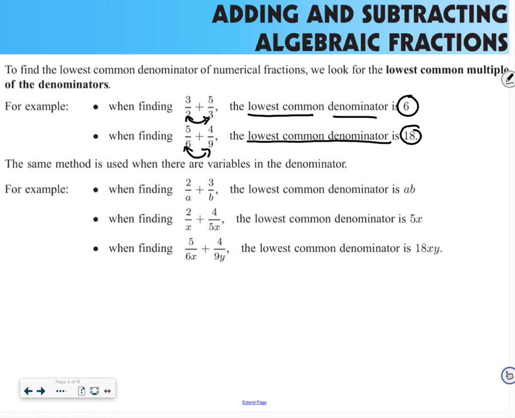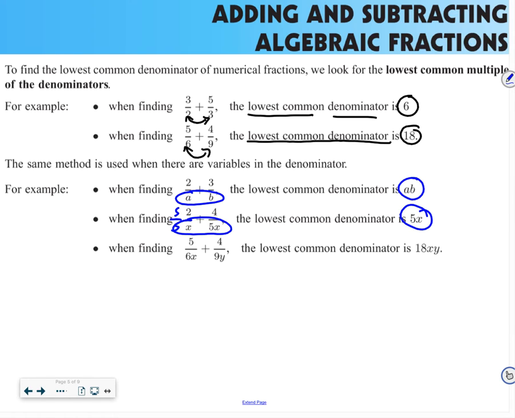Applying these same strategies to algebraic notation, the common denominator of a and b is just going to be a times b. For the common denominator between x and 5x, this term already has an x and this has an x, so I just have to multiply this one by 5. So the common denominator is 5x.